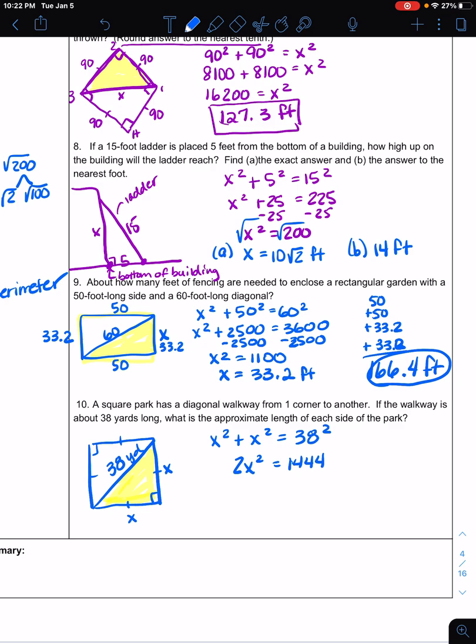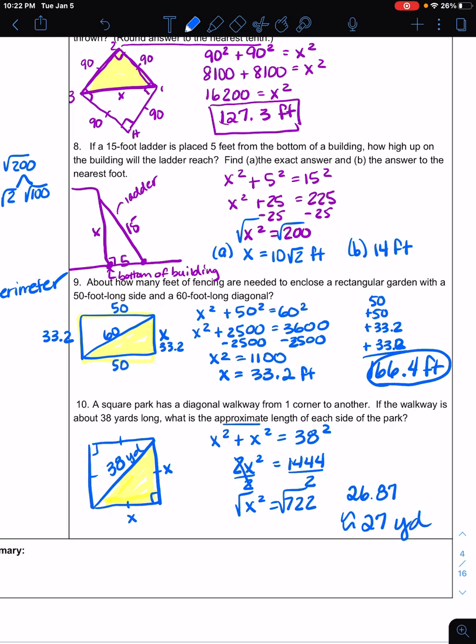Now I need to get the x squared by itself. 2 times x squared. So it's 2 times. We undo times. We inverse times with division. So the 2's cancel out. Leaves me with x squared is equal to 722. And now I square root from both sides. It does say that I'm doing approximate, which is good because that's nice with big numbers. So the square root of 722 is 26.87, or approximately 27 feet, or not feet, yards.